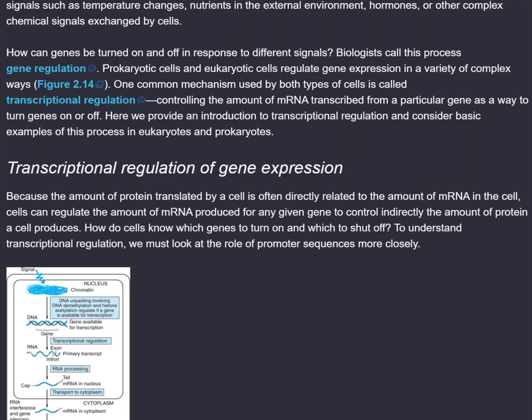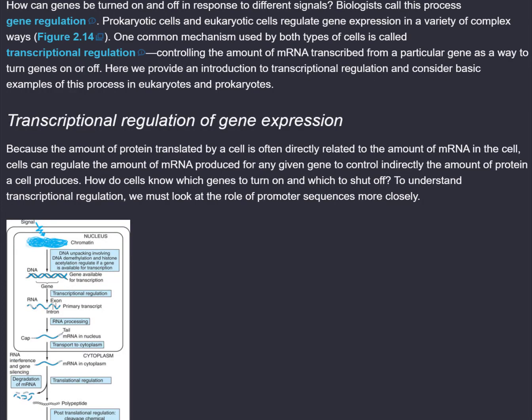Signals such as temperature changes, nutrients in the external environment, hormones, or other complex chemical signals exchanged by cells. How can genes be turned on and off in response to different signals? Biologists call this process gene regulation. Prokaryotic cells and eukaryotic cells regulate gene expression in a variety of complex ways.